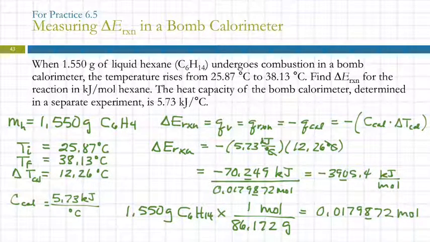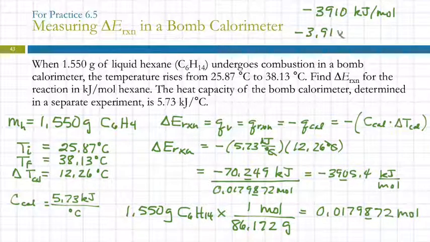The original number is minus 3,905.4. We're supposed to round to the nearest 10. So the nearest 10, we would make this a 1. The nearest 10 is 3,910. Right? So we could say negative 3,910 kilojoules per mole. Or we could put this in scientific notation, minus 3.91 times 10 to the third kilojoules per mole. Just be careful when you round numbers like that. Any questions?